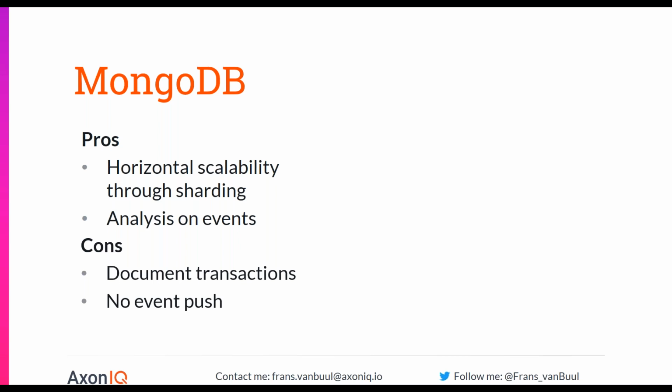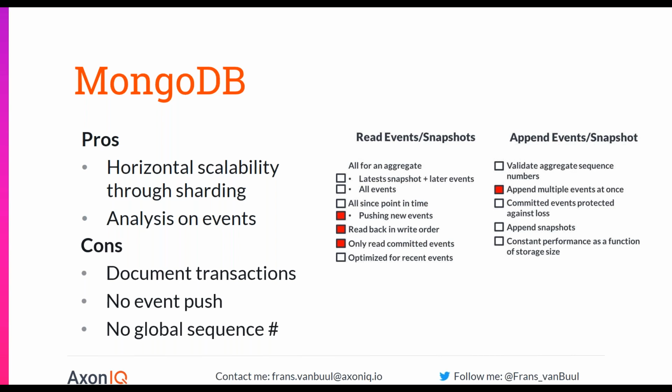Also, there is no event push, so the same problem that relational databases have. And because of the sharding and the way it's architectured, there is no global sequence number for events, which is a hard thing to deal with. Where you have an event stream, and very naturally you want all events to be time ordered and to be able to replay them easily into read models based on that same order, which MongoDB has a hard time fulfilling. So again, number of clear red boxes.